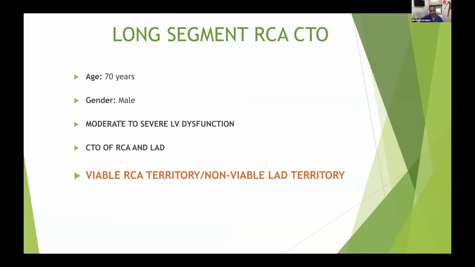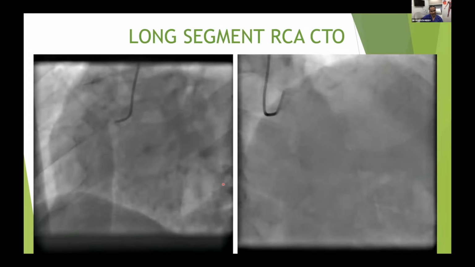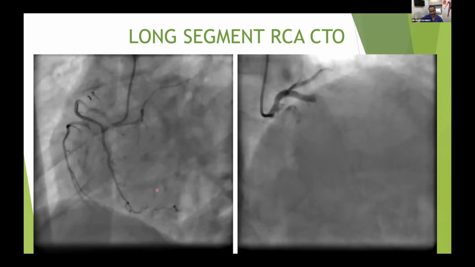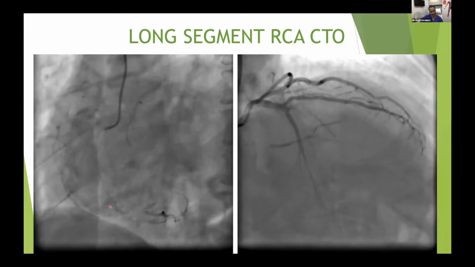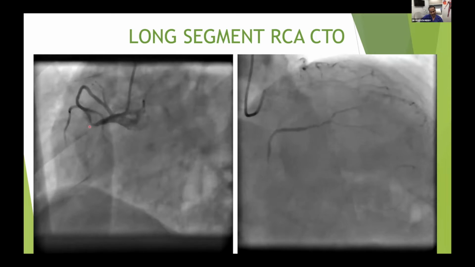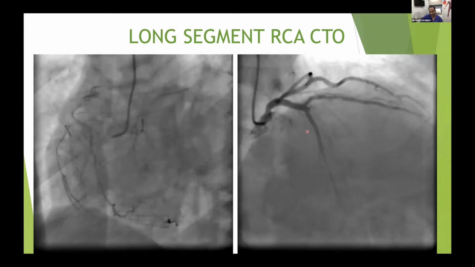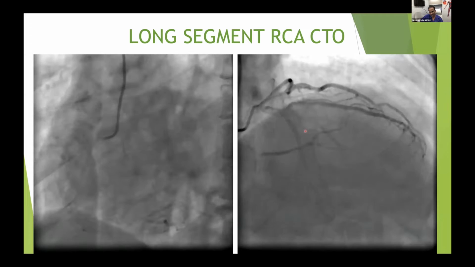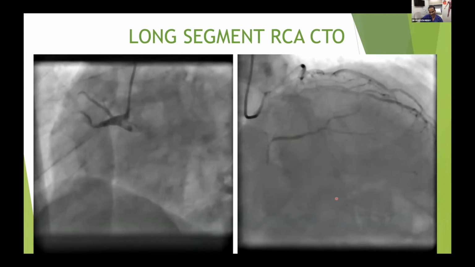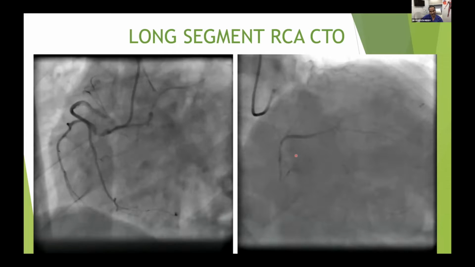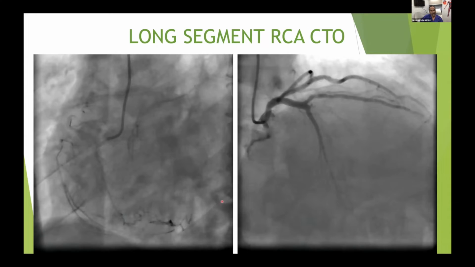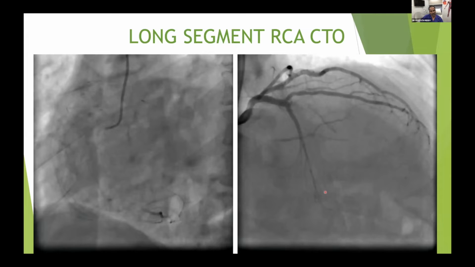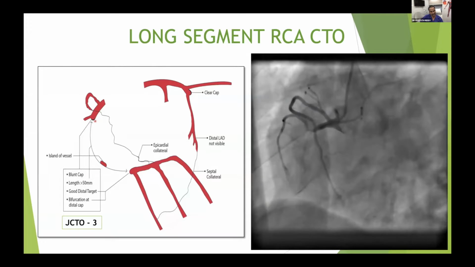Now I come to a long RCA CTO, as well as CTO of LAD, but the patient had only viable RCA territory, and the LAD territory was non-viable. You can see this is CTO of RCA. It's a long RCA CTO, almost from proximal to nearly the crux. And this is an occluded LAD, but there is good collateralization into the distal RCA, which is well visible here. And this is the overall coronary anatomy which we can appreciate here.